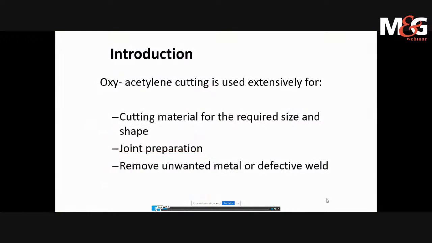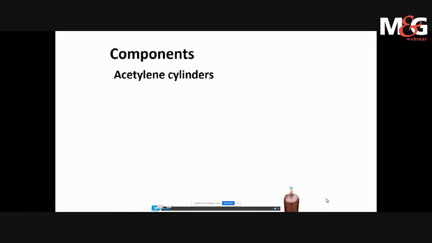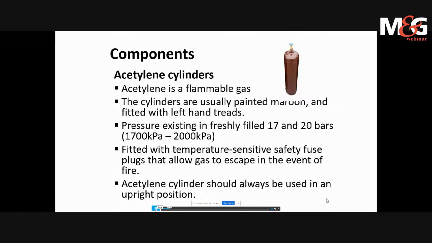Oxyacetylene cutting is extensively used for cutting material for required size and shape. It's also used by the welders for joint preparation for the plates which are thicker than 16 millimeters. You can also use it to remove unwanted metal or defective weld. Right, we'll look at the components of oxyacetylene. So our first component we are going to discuss is acetylene.